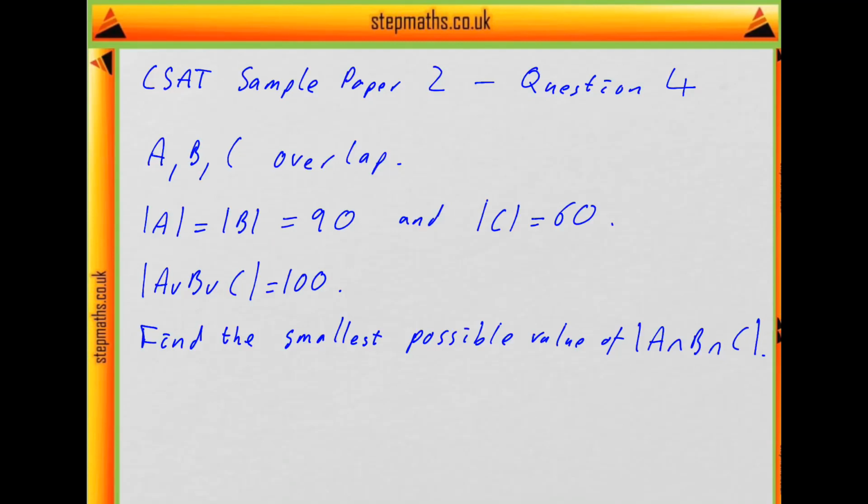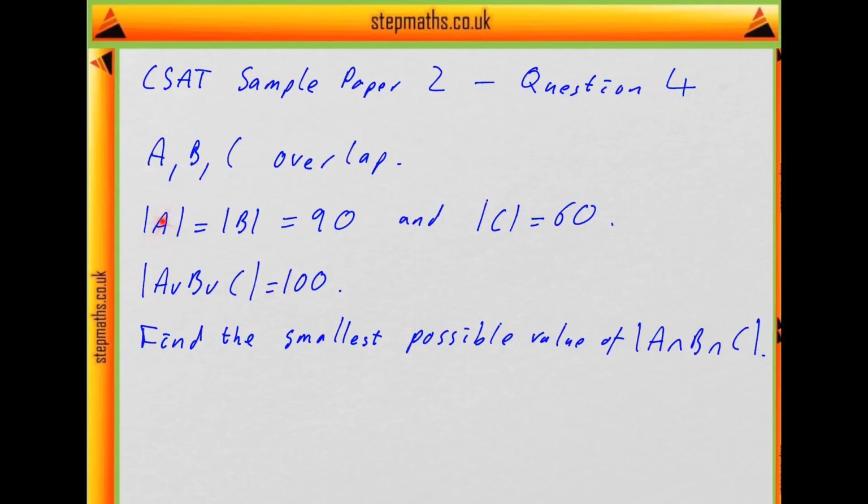This is question 4 from the second CSAT sample paper. In this question we've got 3 regions A, B and C and they overlap, and we're using this mod sign to mean the area, or I'll just call it the size. I'll just refer to these as A and B and C, and this is the union of them, so I won't just talk about the size or the area.